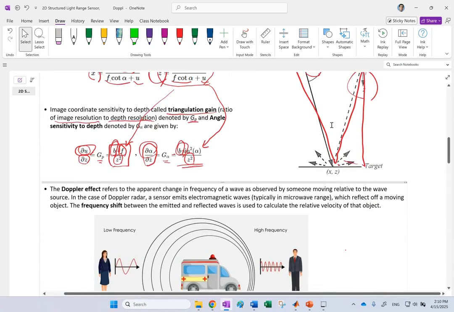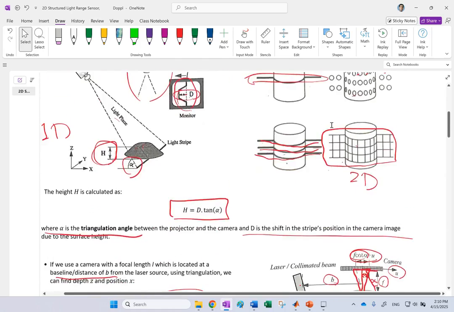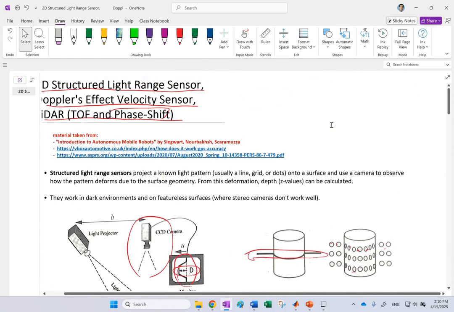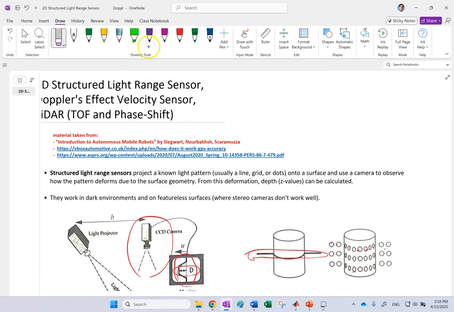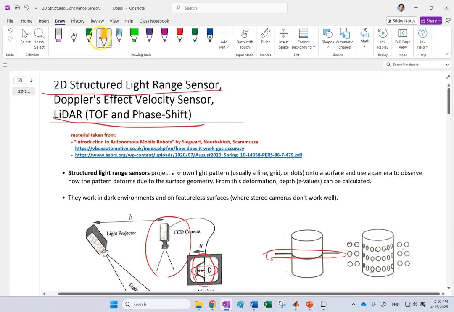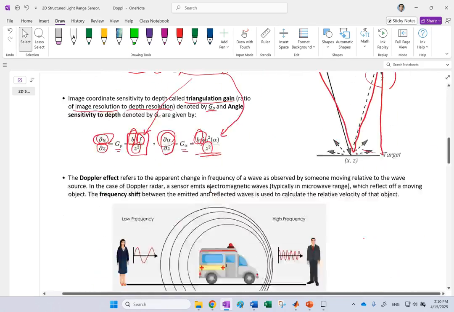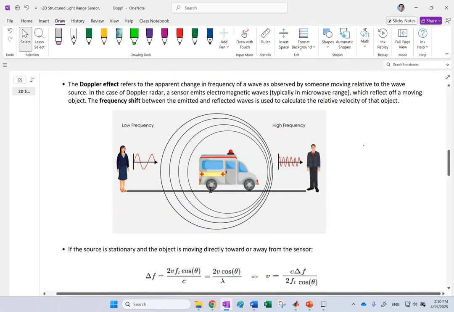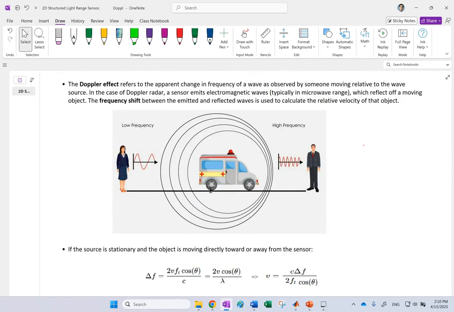So in this video, we looked so far at the 2 major systems, the structured light and the LiDAR systems. And I just forgot that I actually have to talk about the Doppler effect. So I'm not going to finish the video right yet. Let me talk briefly about these Doppler effect sensors before we finish the video. I need to talk about those as well.